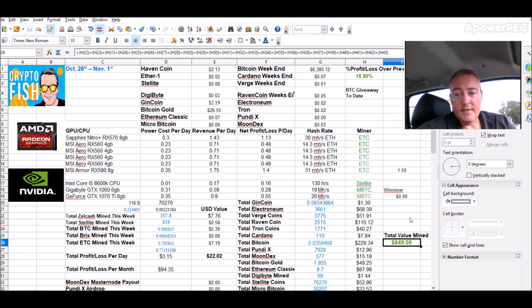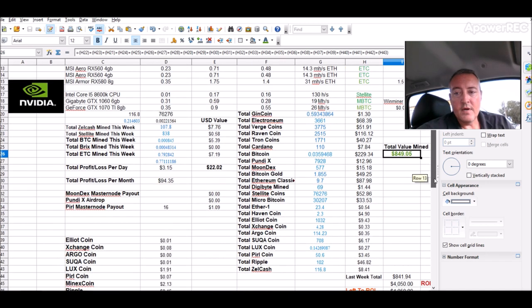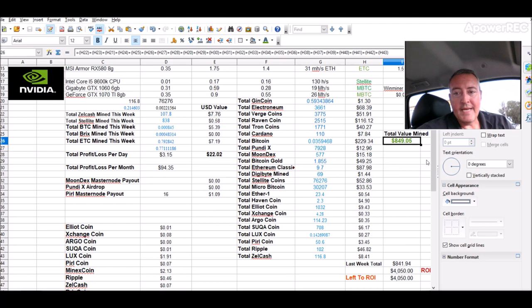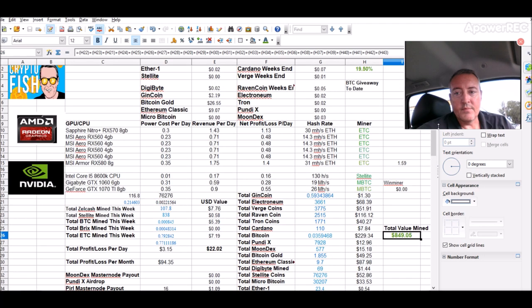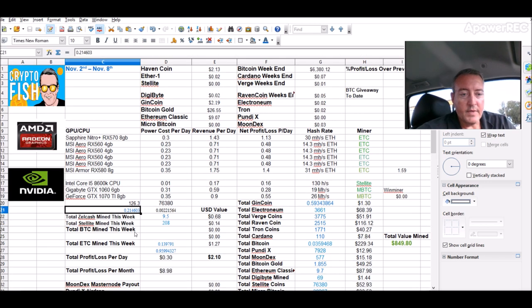Total value mined did drop when I did the final stats, 849.05 up to date this year so far. That was up about $8, maybe a little less over the previous week, but hey, it was up, so I can't complain. And so far this week, we're just mining Zelcash, Stellite on the CPU, and of course, Ethereum Classic. So about 210 so far this week. Nothing to write home about.